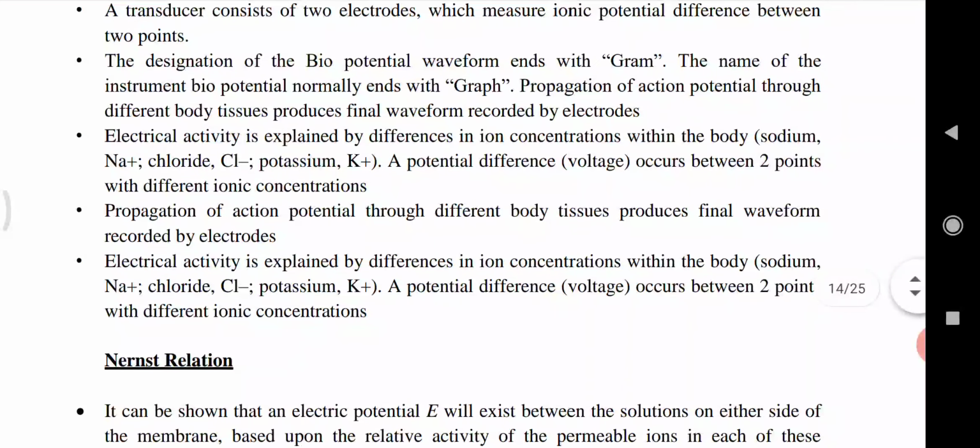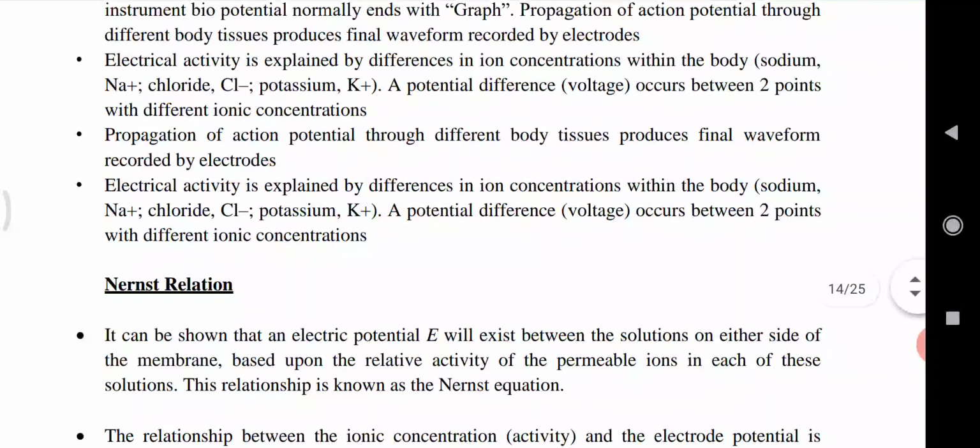The propagation of the action potential: there are two potentials, that is resting potential and the action potential. The action potential is a potential produced by stimulating a cell. That is the propagation of action potential through different body tissues, and we get the waveforms of these body tissues, and it is being recorded by electrodes.